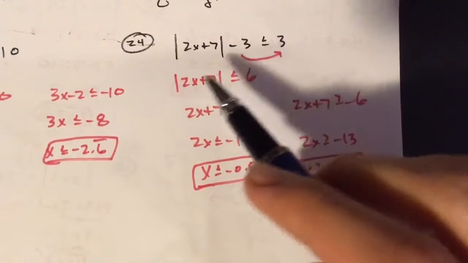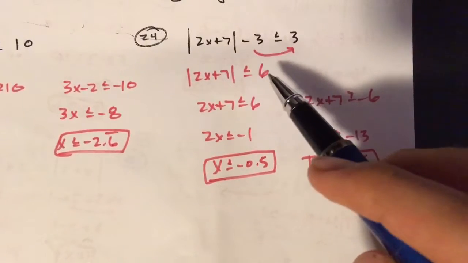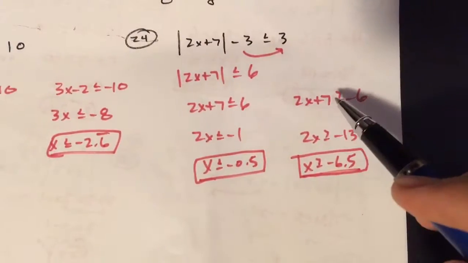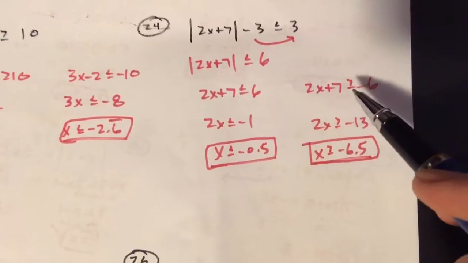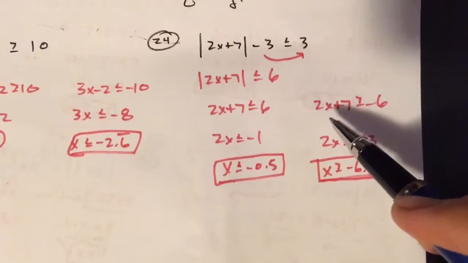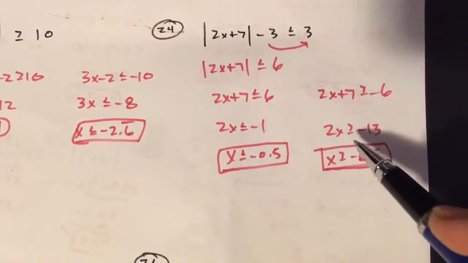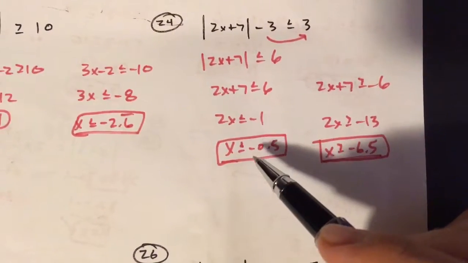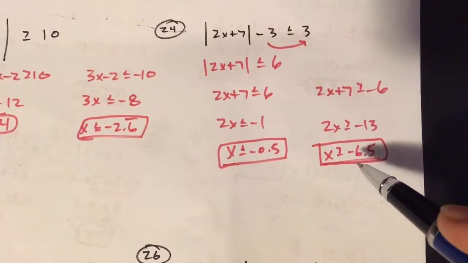Add 3 to both sides. You're going to get in the absolute value 2x plus 7 less than or equal to 6. 2x plus 7 greater than or equal to negative 6. Again, multiply by a negative 1 and flip the inequality sign. Subtract 7 from both sides and divide by 2. This would be an and statement because I can be less than negative 0.5 and greater than negative 6.5.